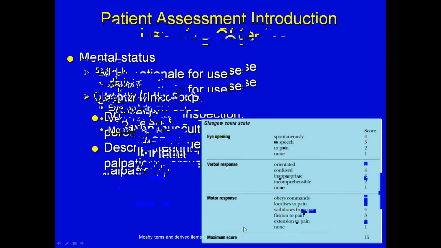And if their verbal response, if their speech is garbled or muffled, it may be the right words that they're saying, but they come out muffled or garbled and you can't understand them, they would score a 2. And then they may have no verbal response.